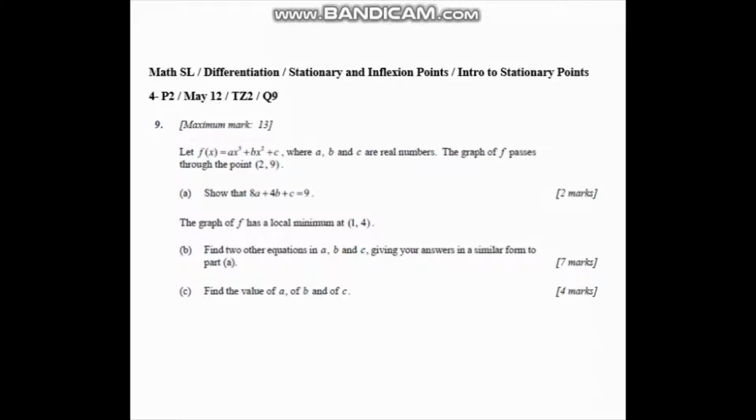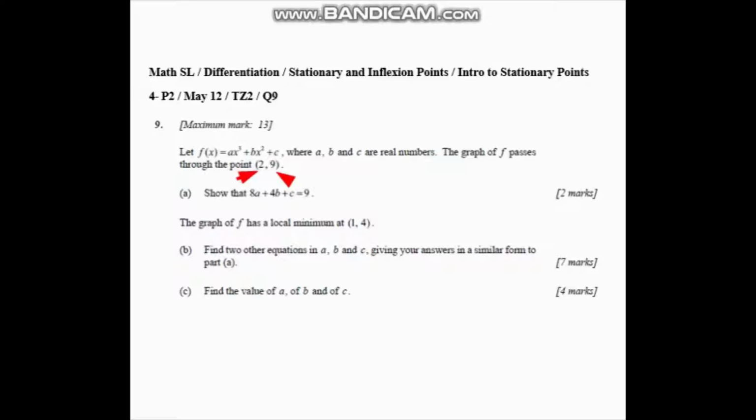So you are given that f of x equals ax cubed plus bx squared plus c, where a, b, and c are real numbers. The graph of f passes through the point (2, 9), and you need to show that 8a plus 4b plus c equals 9. Since the graph passes through this point, we know that when x equals 2, y equals 9.